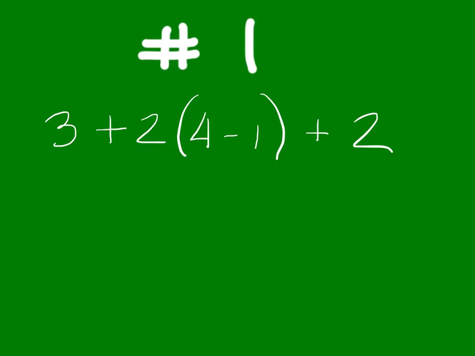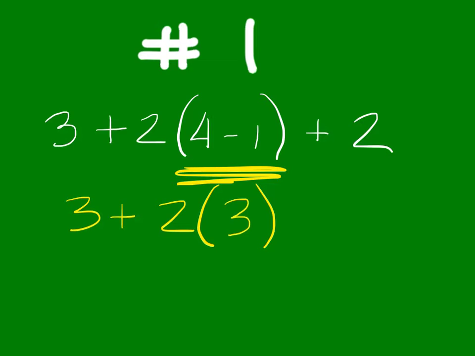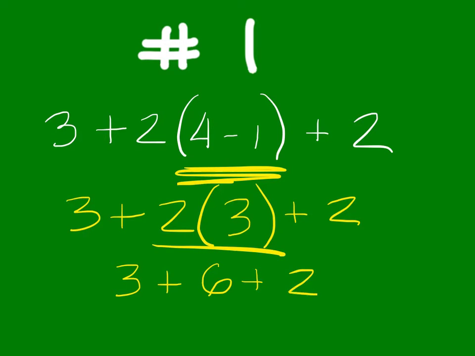On the warm-up problem, it's 4 minus 1, which is 3, and you keep everything else the same, and then do 2 times 3, which is 6. Multiplication comes before addition, and then you add them up in order from left to right. 6 plus 3 is 9, plus 2 is 11.